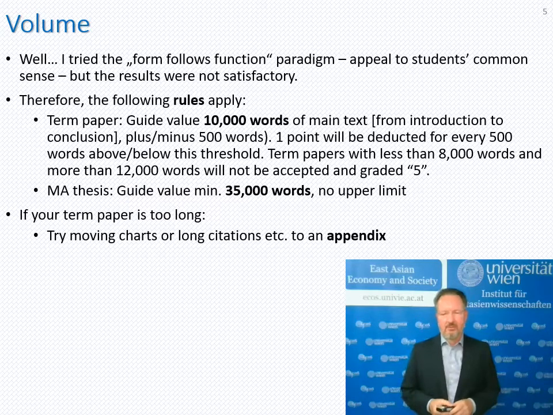If you see the grading form later on, that means that term papers with less than 8,000 or more than 12,000 words will simply not be accepted and will be graded with a 5 or F, depending on what grading system you use to think in. In a master's thesis, we have no upper limit, but there is a minimum of 35,000 words with the same limitations applying here. If your term paper is too long, a master's thesis cannot be too long. If you want to write 400 pages, you are free to do so.